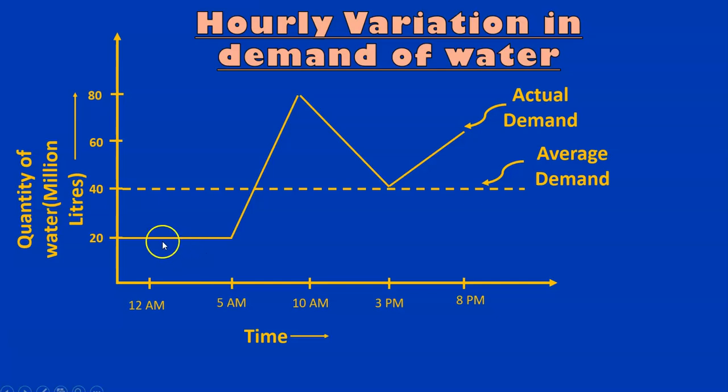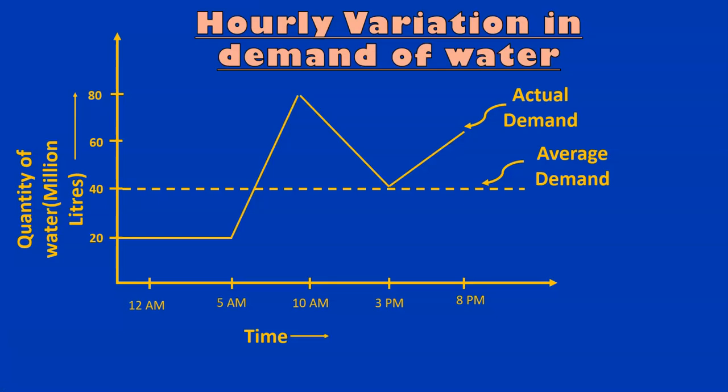If you look at the actual demand in the morning from 12 to 5 a.m., there will be very low demand, and from 5 to 10 a.m., just after waking, the water demand will be very high. So there will be an increase in the water demand. Then after 10 a.m. to 3 p.m., the people will be at the office, so the requirement of water will be reduced and there will be a decline. Then after 3 p.m., when everyone reaches the house, the demand starts increasing.